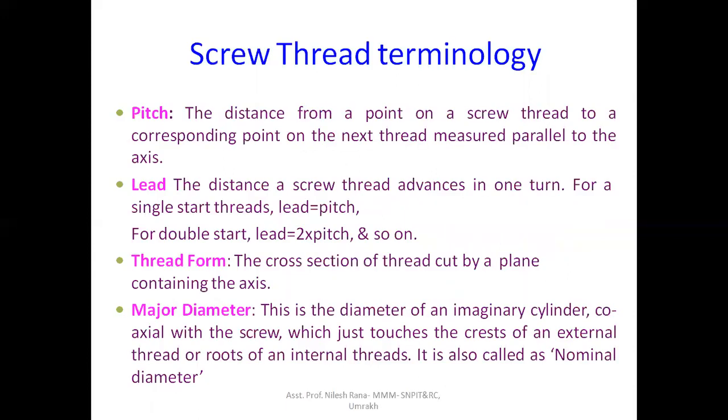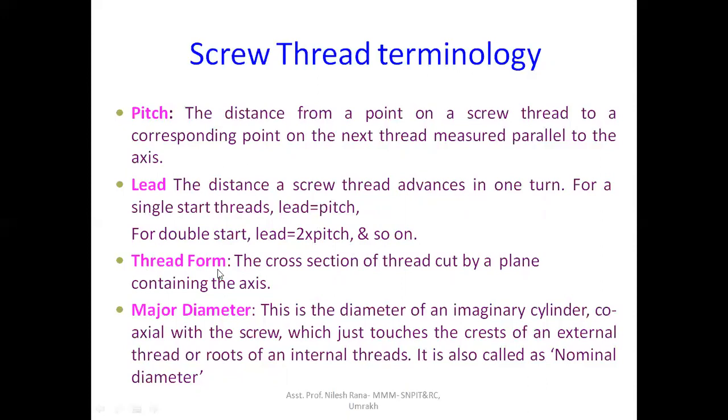Now first, pitch. We all know about that. The distance from a point on a screw thread to a corresponding point on the next thread measured parallel to the axis, that is called the pitch. Lead: the distance a screw thread advances in one turn. For a single start thread, lead is equal to pitch, that we have discussed earlier. And for double start thread, lead is equal to 2 times pitch, and so on. For triple start, lead is equal to 3 into pitch.